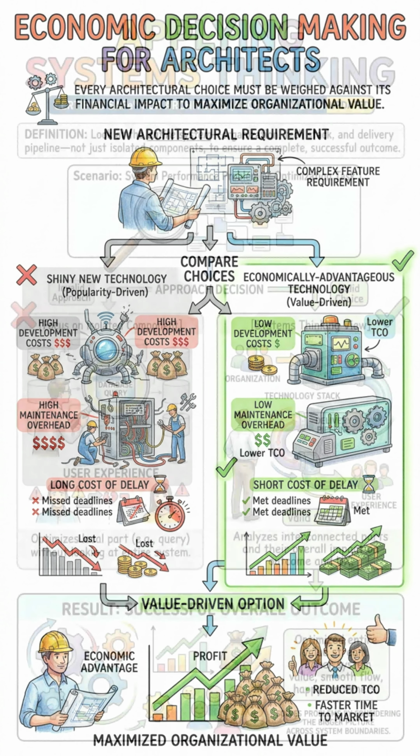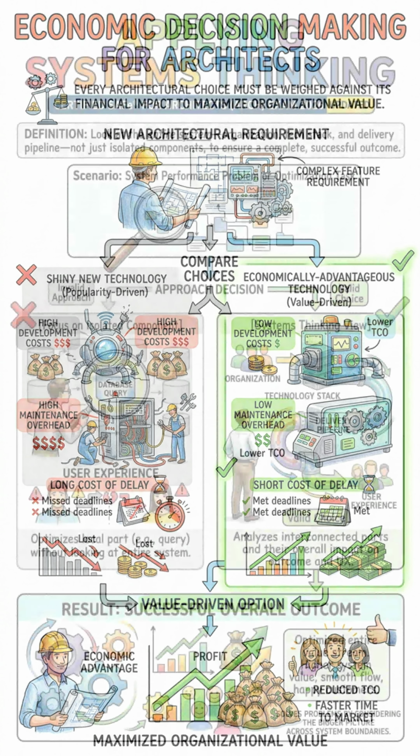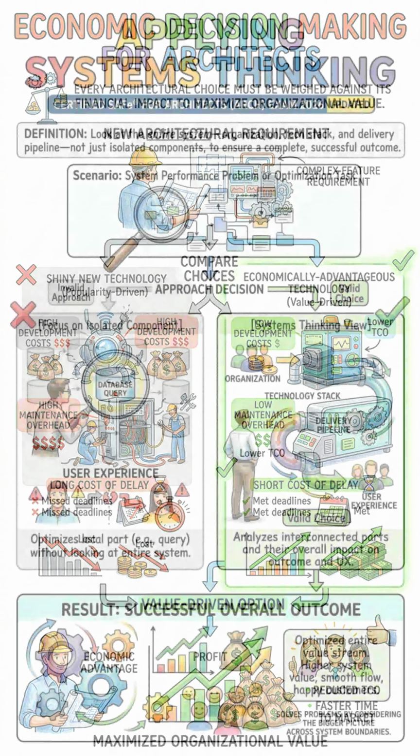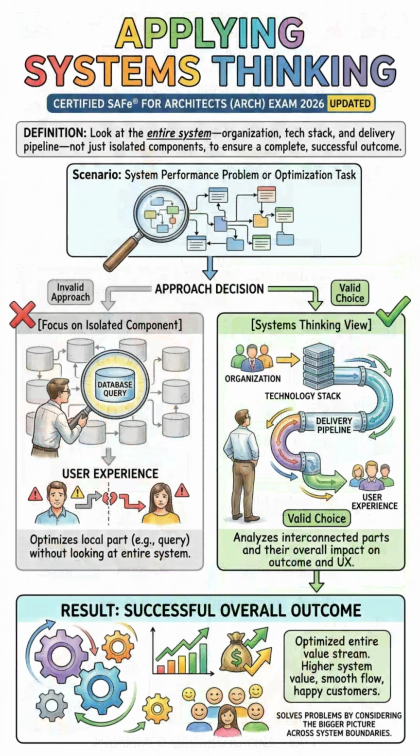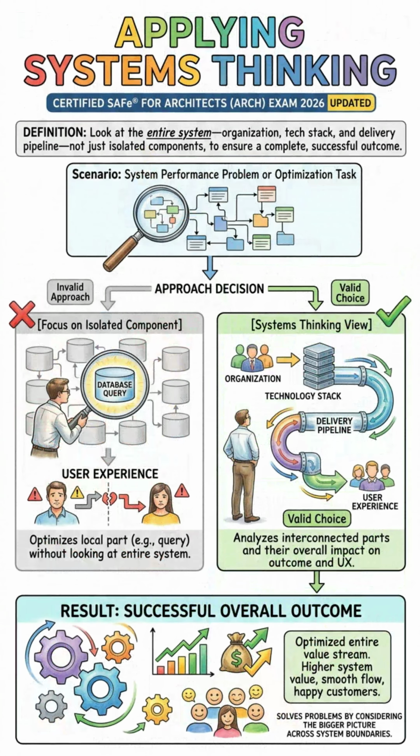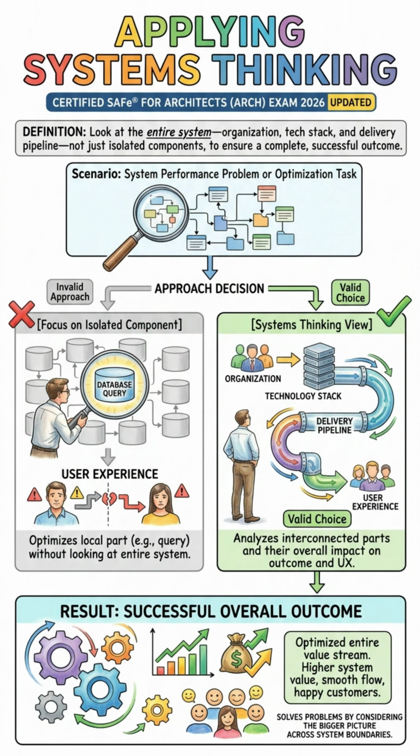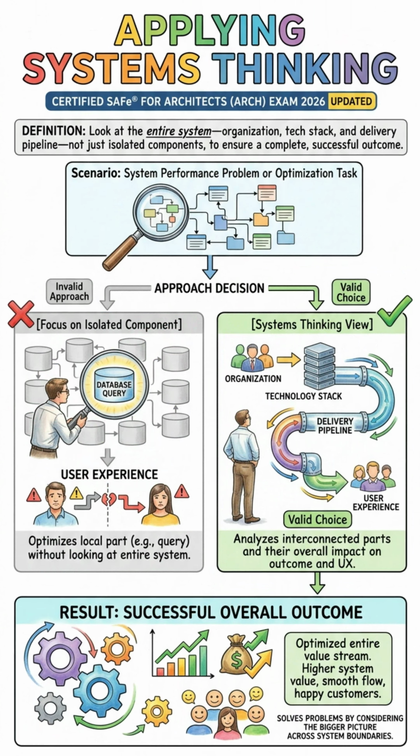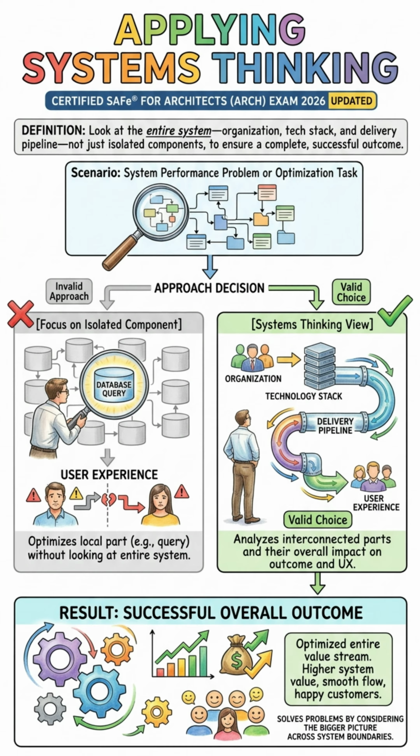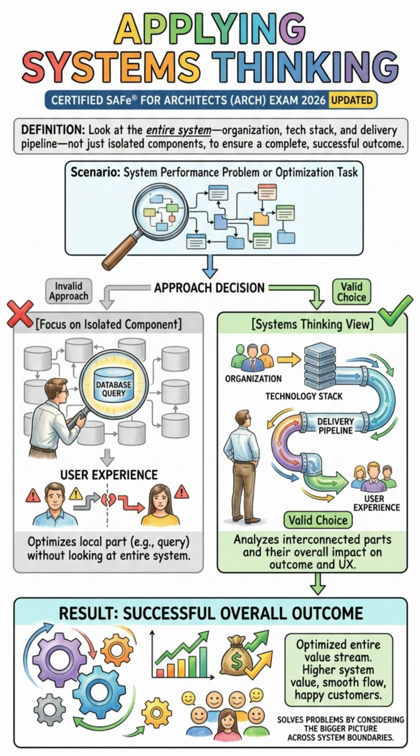The second principle, applying systems thinking, is incredibly relevant to your daily work. Systems thinking requires you to look at the entire organization, the full technology stack, and the complete delivery pipeline, rather than just isolated components. If you optimize one specific database query but ignore how it negatively impacts the overall user experience, you have failed to apply systems thinking. The exam will expect you to solve problems by looking at the bigger picture and understanding how different system boundaries interact.